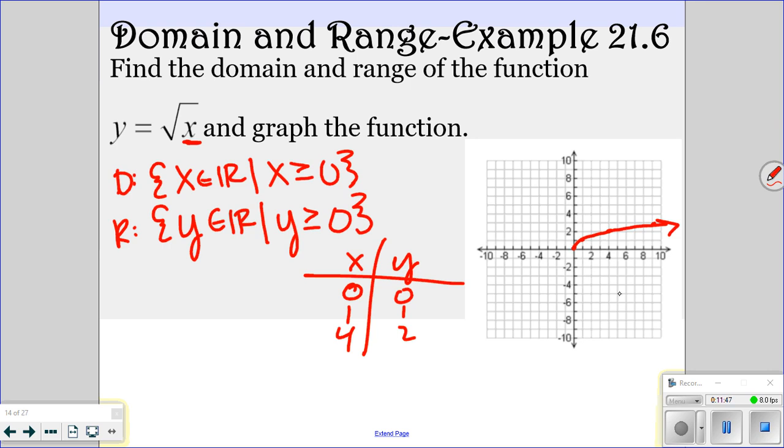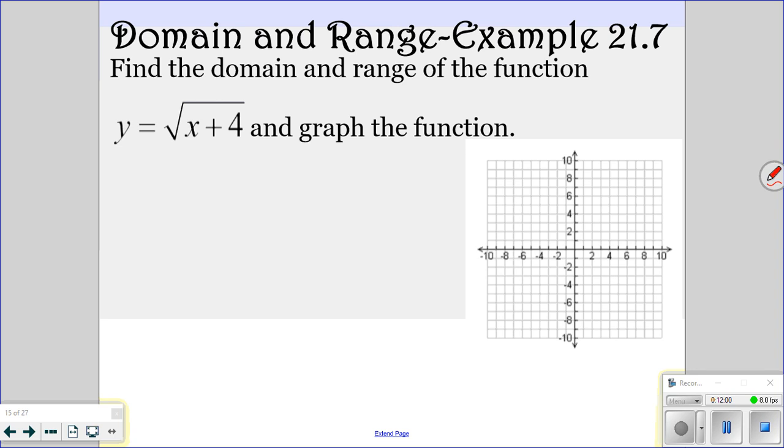Notice that our x values are all not over here, they're all 0 and more. And same thing with our y's. They're not down here, it's 0 and above. Okay, we're going to look at another one. So I want y'all to pause the video and try and find the domain and range for this one.